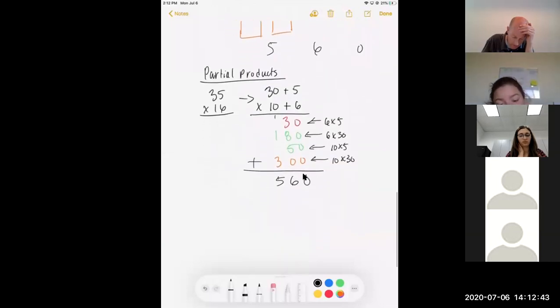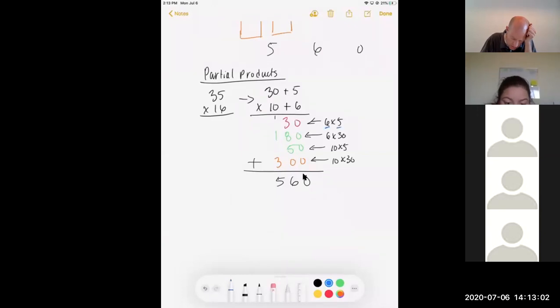Partial products. The connection to the multiplication algorithm with these partial products and the standard algorithm: why can we do this? Well, we can break them up, and what we're doing is we want to make it easy to multiply. Notice that each one of these is 1 digit by 1 digit multiplication. Okay, 6 times 5, 6 times 30. 10 times 5 is the 1 times 5, and then 10 times 30 is 1 times 3.